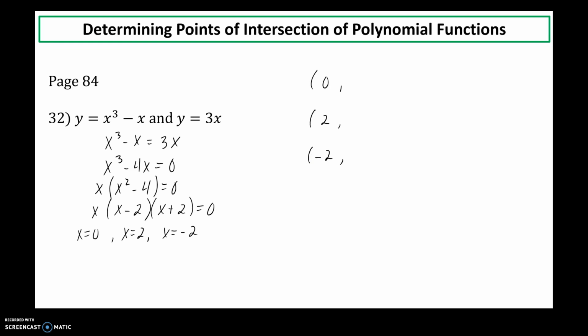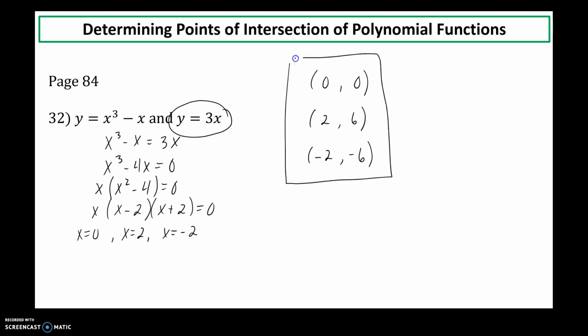So now to find the corresponding y values, you just have to plug it into one of the two functions that are given. I'm going to plug it into the line because it's much easier to substitute. So 0, 0; 2, comma 6; -2, comma -6. If you were to plug it back into the other one though, x cubed minus x, and I recommend that you do that, you can verify that you get the same y values. Okay, that's it.